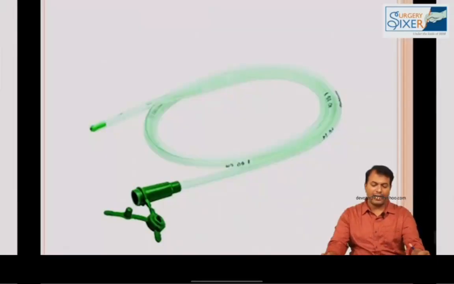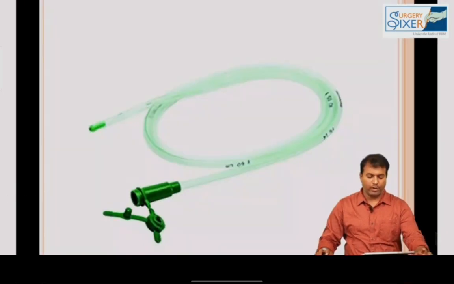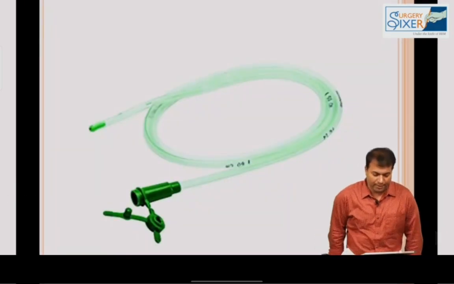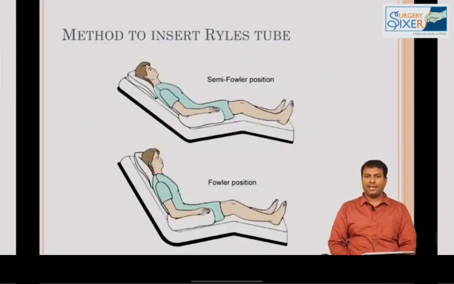Okay, and this is the Ryle's tube we have discussed already. So now we are going to see certain pictures of the Ryle's tube. As I already told you, the Ryle's tube is around 110 to 130 centimeters in length. How to insert the Ryle's tube? It should be inserted in a sitting position or in a semi-forward or forward position. Sitting with the neck flexed is the ideal position to insert the Ryle's tube.